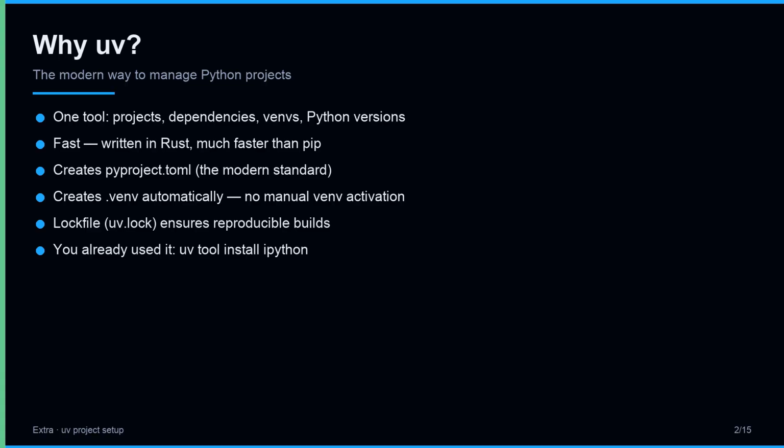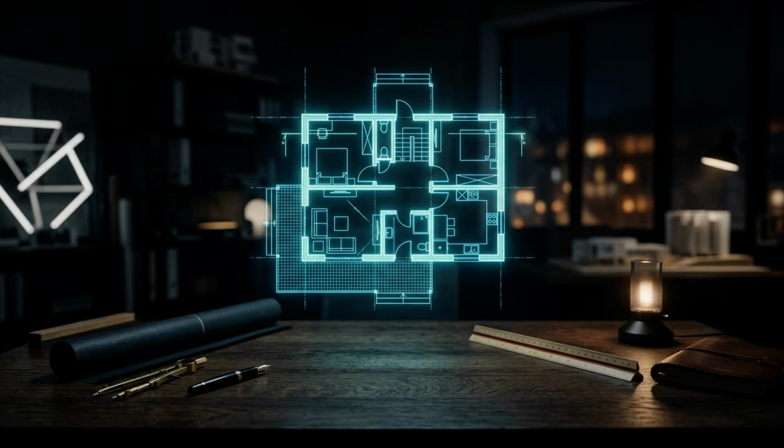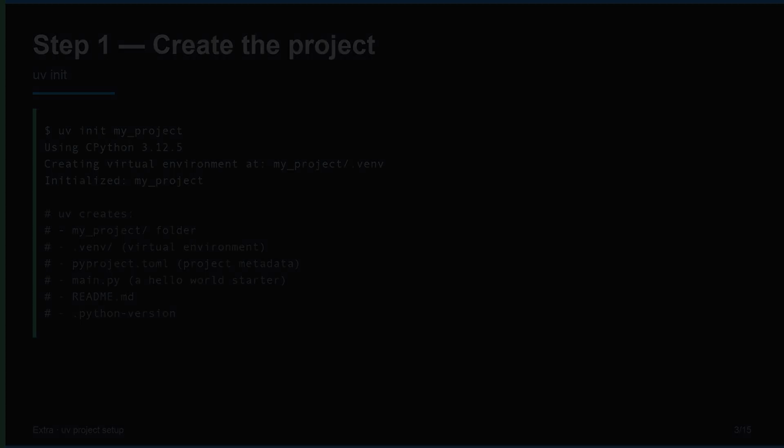You already used UV in the IPython lessons when you ran uv tool install ipython. Now we use it for full projects. One tool, everything managed. Every project needs structure. Today we build the template you will use for every lesson from A.9 onwards. Structure before content. Step 1.